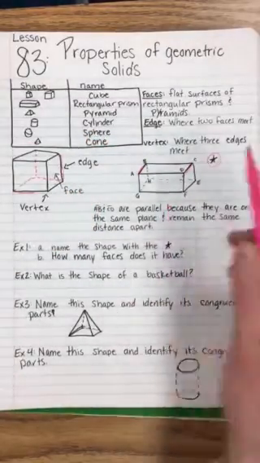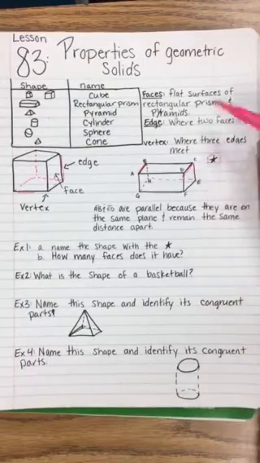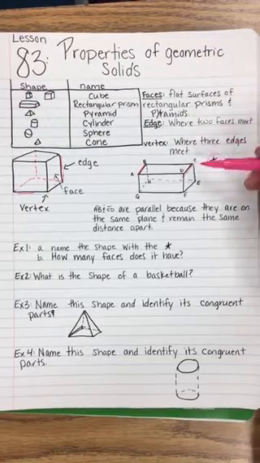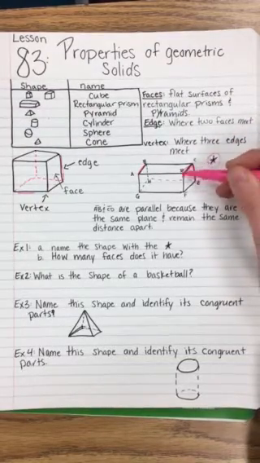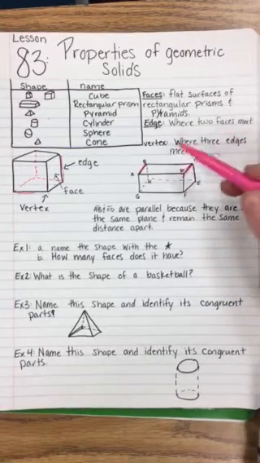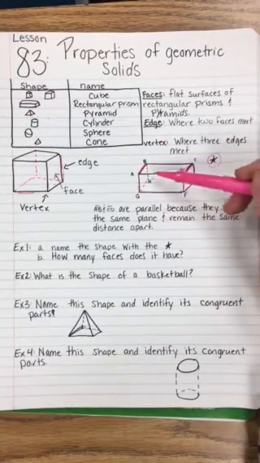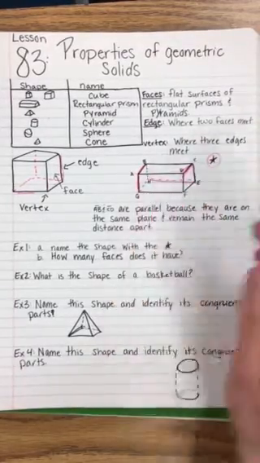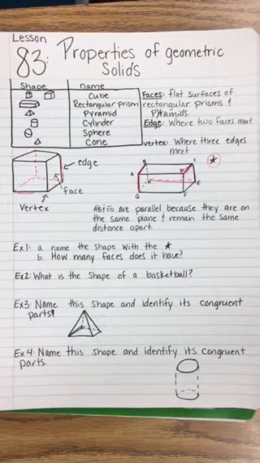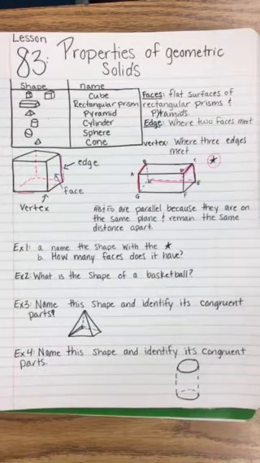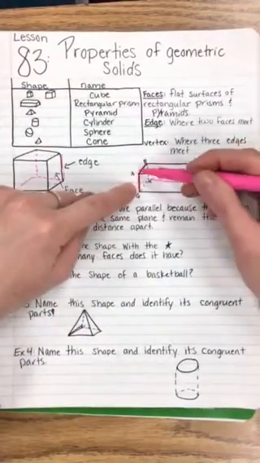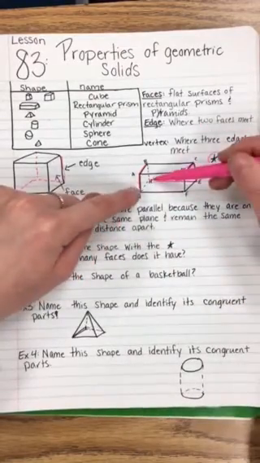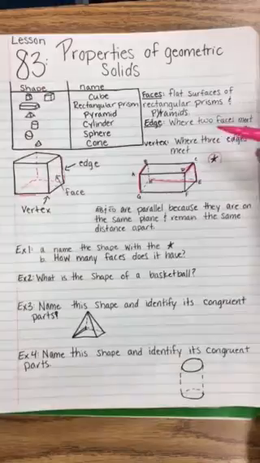You can also see that CD and CE are perpendicular because they are on the same plane and they intersect at right angles right here. And you can also see that AG and EH are skew because they are on different planes and they do not intersect. This line right here, AG, and this line back here, EH, would never touch because they are not even on the same plane.